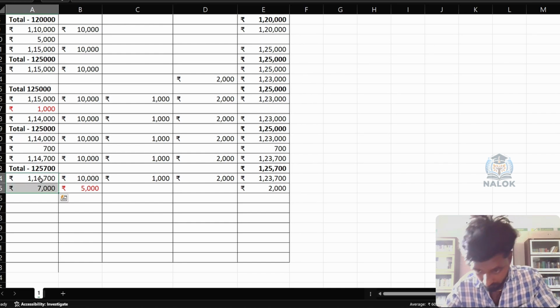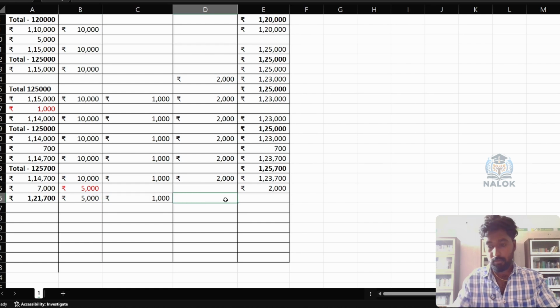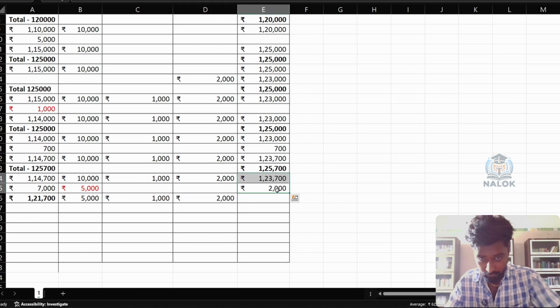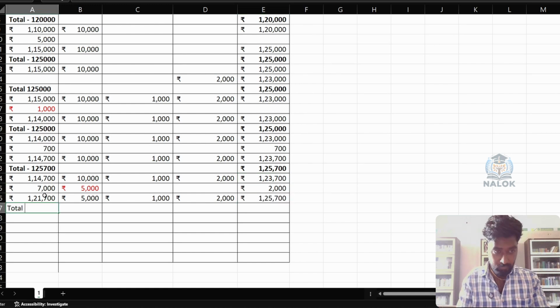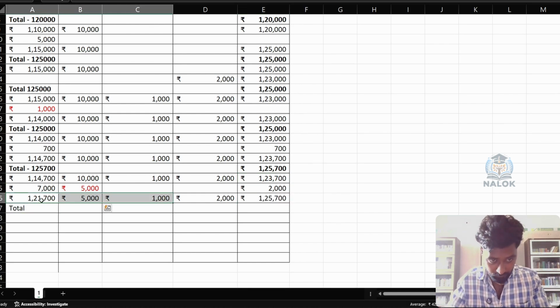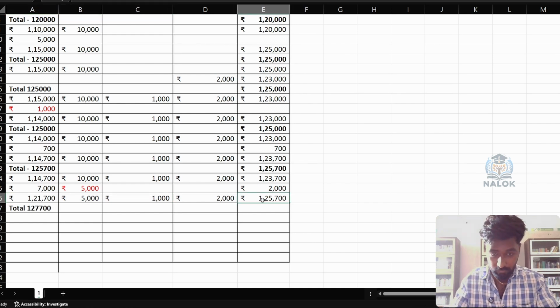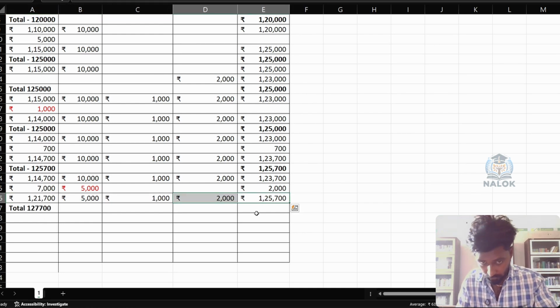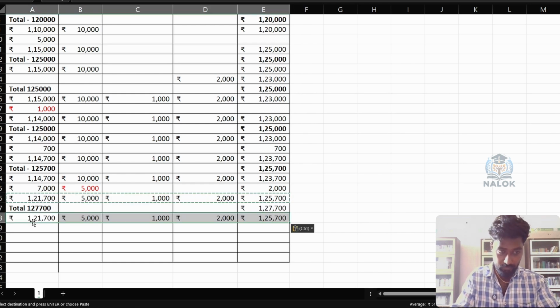1,14,700 plus 7,000 is going to be like 1,21,700. We got 5,000 worth of goods. Insurance not affected. The outstanding of salary is not affected. So now let's calculate this. 1,23,700 plus 2,000 is going to be like 1,25,700. 1,21,700 plus 5,000 plus 1,000 is going to be like 1,27,700. 1,25,000 plus 700 plus 2,000 is going to be like 1,27,700. Now let's copy all these data to analyze the next transaction, which is final.